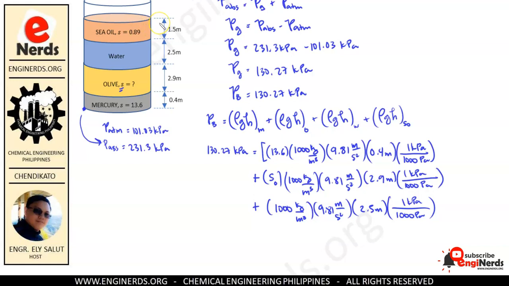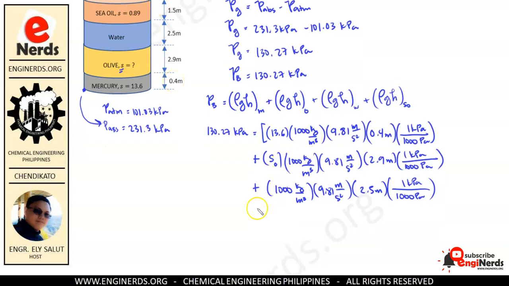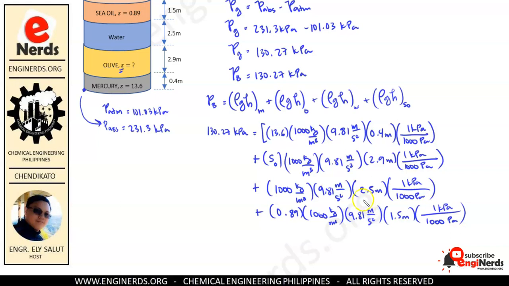Finally, we have sea oil. Okay, and the specific gravity of sea oil is 0.89. So, plus specific gravity, which is 0.89, times the density of water, times the acceleration due to gravity, and the height of the sea oil, which is 1.5 meters. Then convert that into kilopascal. Okay, so our left side of the equation is in kilopascal and the right side is in kilopascal. So therefore, if we solve for this equation, we are going to get the specific gravity of our olive, which is dimensionless. So all of the units will be cancelled out.